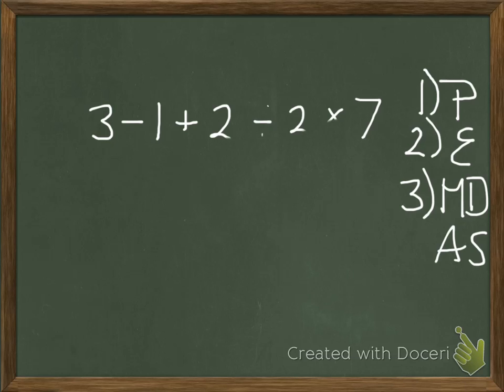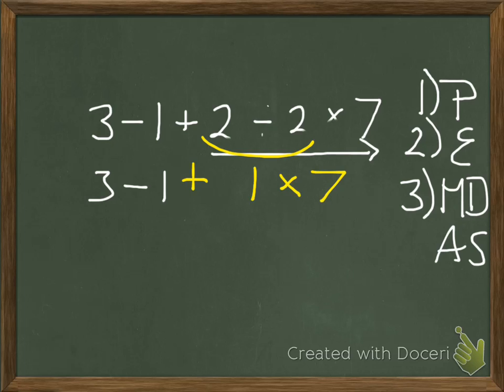Now that's going to be a little bit of a challenge here because we have a division sign and a multiplication sign, and they're right next to each other. So what we're going to do, the 3 is not going to change, the minus 1 is not going to change, but this first step, what we're going to do is we're first going to do 2 divided by 2, and 2 divided by 2 gives us 1. And we'll go ahead and write down the 1 times 7.